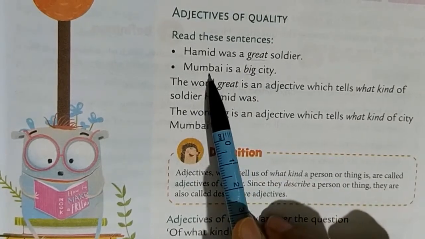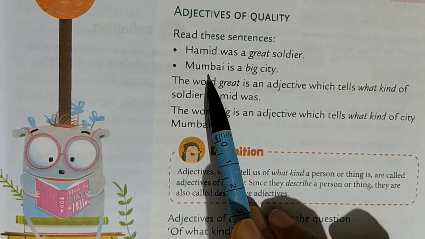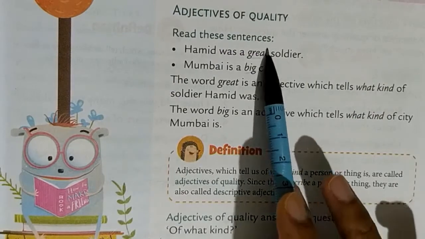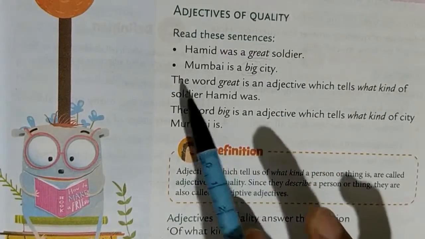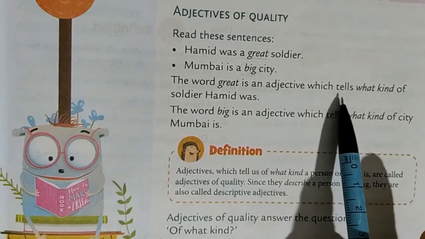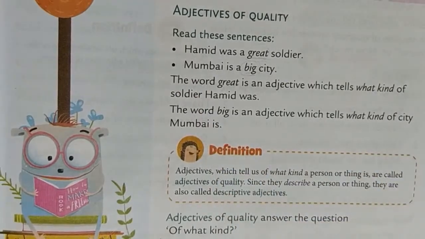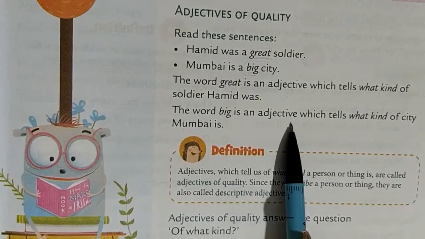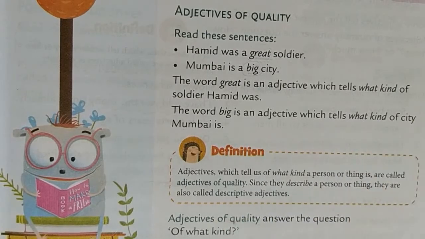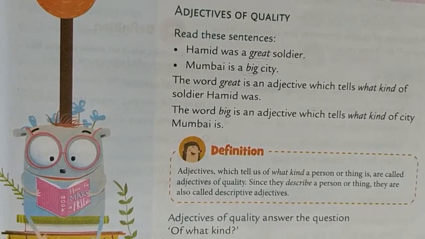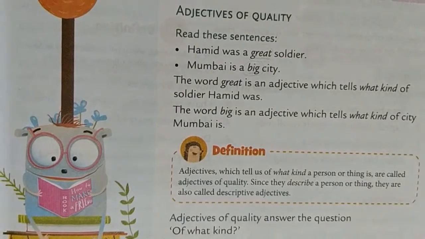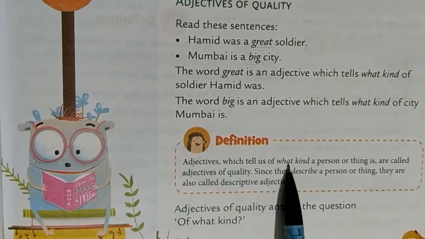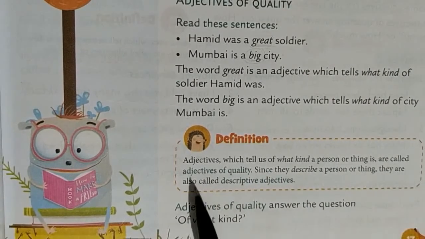Here Hamid and Mumbai are nouns, name of a person, name of a place, if you remember the definition of noun. The words great and big are telling you the quality. The word great is an adjective which tells what kind of soldier Hamid was. And the word big is an adjective which tells what kind of a city Mumbai is. Understood? Adjectives which tell us of what kind a person or thing is are called adjectives of quality.